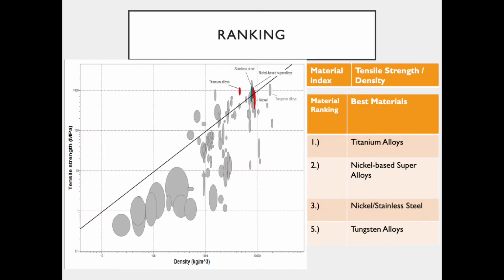Here's my ranking slide, and the material index I used for the ranking was tensile strength over density. My first place material was titanium alloys. As you can see on the graph, it had the lowest density with a relatively high tensile strength. My second place material was nickel-based superalloys. My third place was nickel and stainless steel, because it was a tie, as they both had the same material index. And in last place was tungsten alloys, just because it was way too dense to be a fan blade.